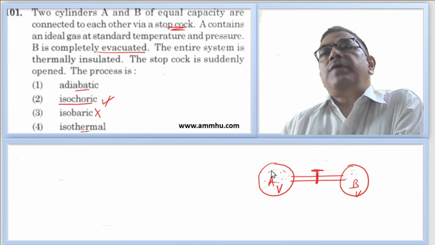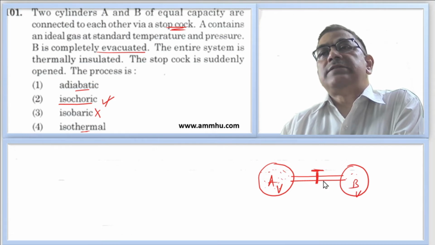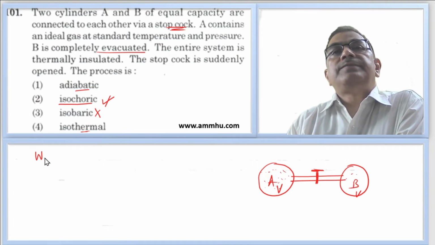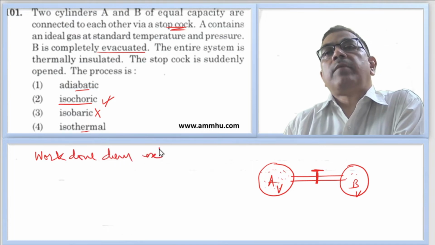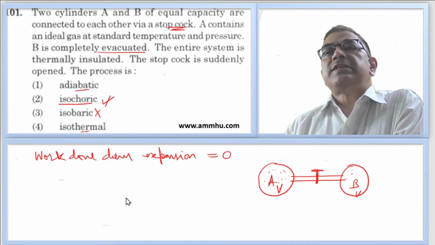Now you see, when this gas expands while moving from ball A to ball B, there is nothing in ball B to oppose the incoming of the gas. As gas enters, there is nothing that will oppose entering of the gas. Is that right? So the work done by the gas during this expansion is zero. This is also called free expansion. So work done is equal to zero.